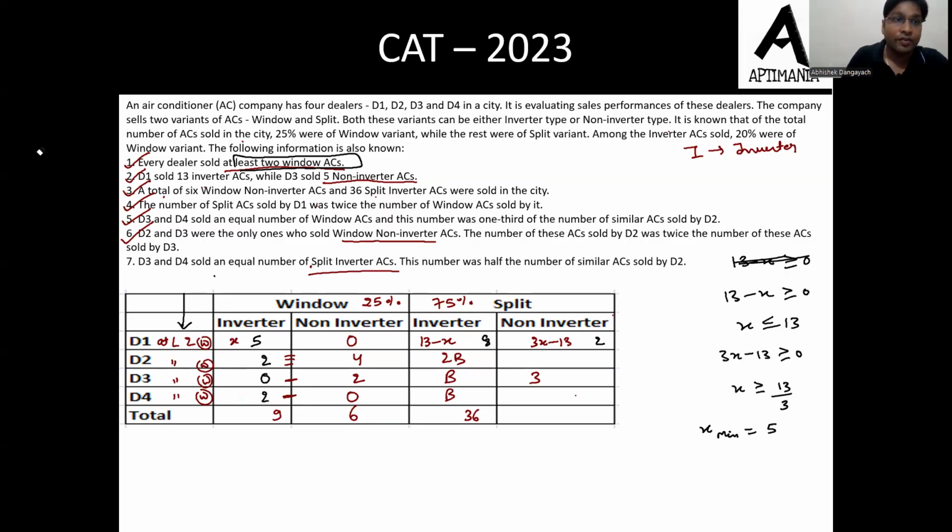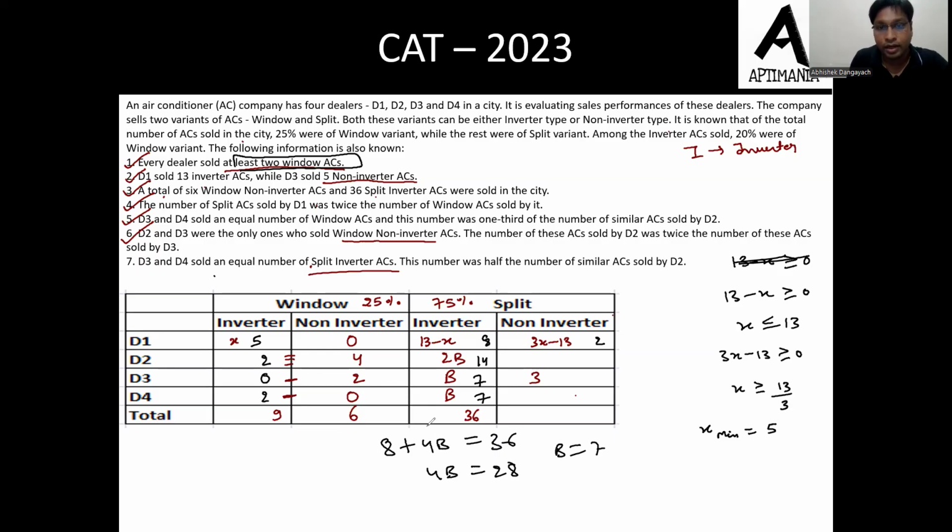Now if x is 5, we have got this value as well. This is 8 and this is 2, right? We have satisfied this condition as well. तो हम इसको भी रिमूव कर देते हैं, जो भी कंडीशन सेटिस्फाई करते हैं उसको रिमूव कर देते हैं. यहाँ तक ये वैल्यूज आ चुकी हैं. नाउ वी नो दैट द टोटल नंबर ऑफ स्प्लिट इन्वर्टर टाइप एसी इज 36, राइट? Now 8 plus 4b must be equal to 36, or 4b comes out to be how much? 28. From here b comes out to be 7. So we have this value as 14. This is 2b, 14. This is 7 and this is 7 again, right?